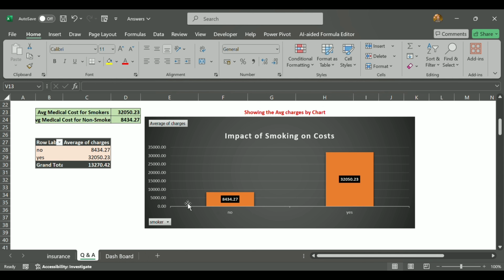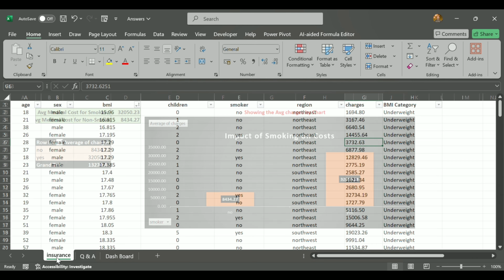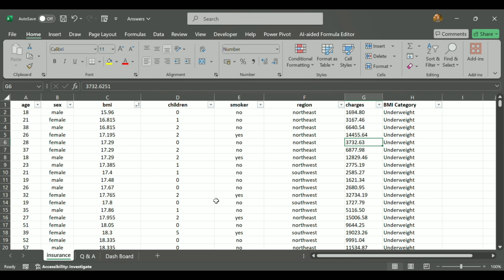Projects like this show your ability to work with tools like Excel, apply formulas, use pivot tables and interactive dashboards, and most importantly, extract valuable insights from the data.